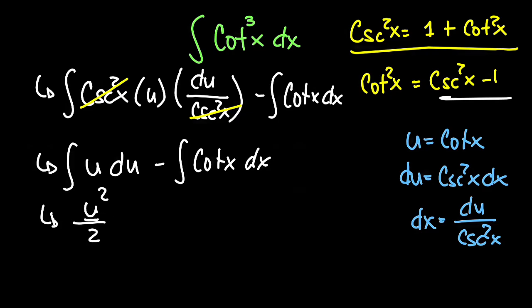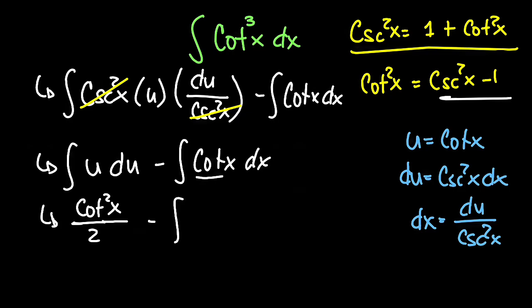The integral of u du is simply u squared over 2. And by putting u back into its original form, it would be cotangent of x. So this would be cotangent squared of x minus the integral of this one. Now we cannot simply integrate cotangent x as it is, so we would need to put it into a simpler form.